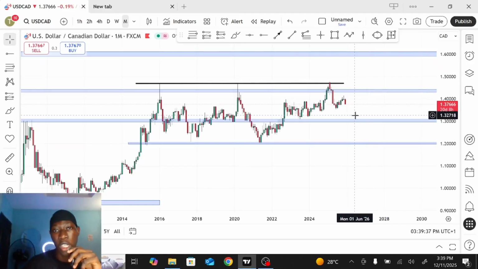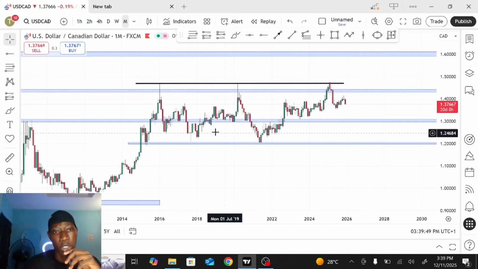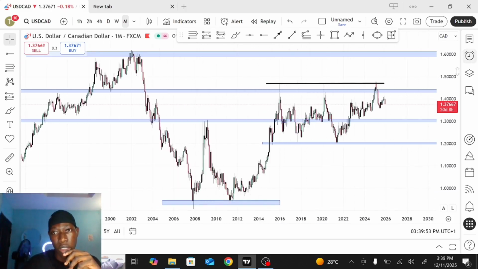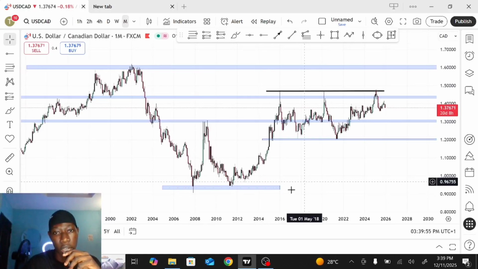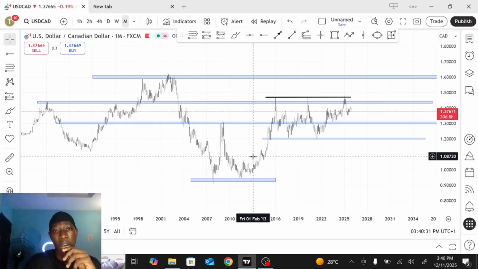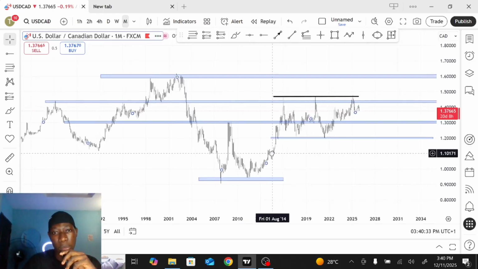Without wasting much of your time, let us talk about USD CAD and what is the next possible direction. Now, this is the monthly time frame, and as you can see, my levels are mapped out already. So if you check USD CAD, let me trim the chart so you can see the whole move. As you can see on my screen, I have mapped out my levels.